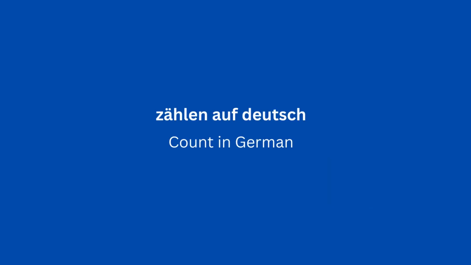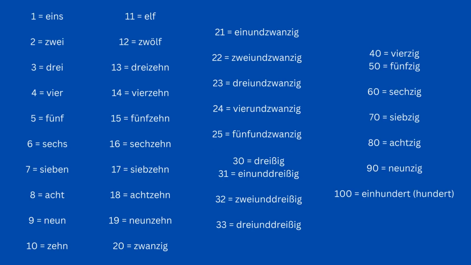Zahlen auf Deutsch. Count in German. 1 ist 1, 2 ist 2, 3 ist 3, 4 ist 4, 5 ist 5, 6 ist 6, 7 ist 7, 8 ist 8, 9 ist 9, 10 ist 10, 11 ist 11, 12 ist 12, 13, 14. Like that you can say 17, 18.